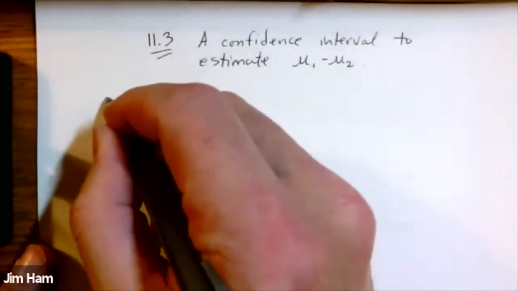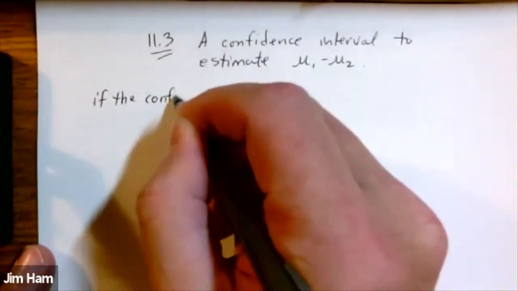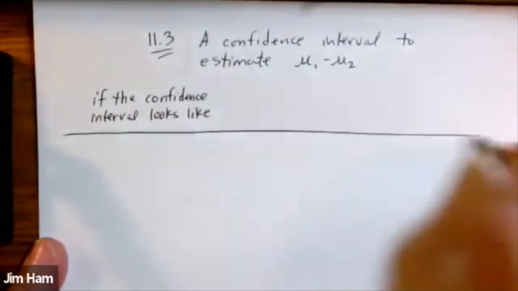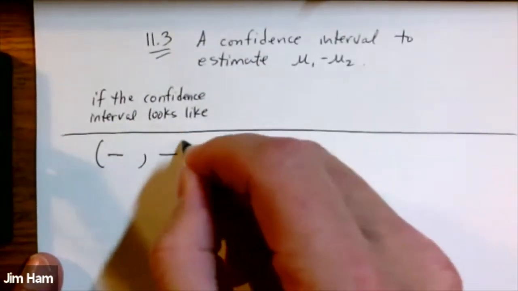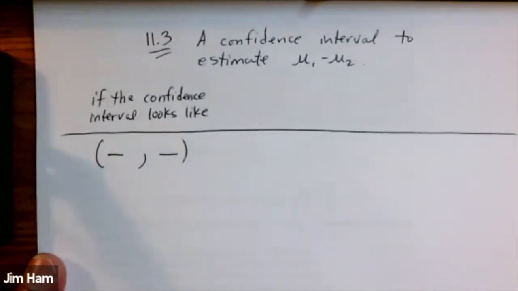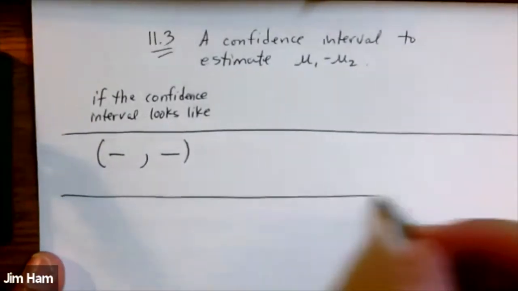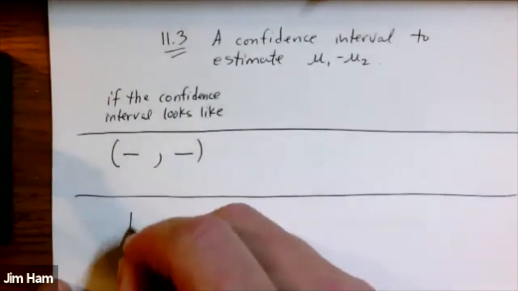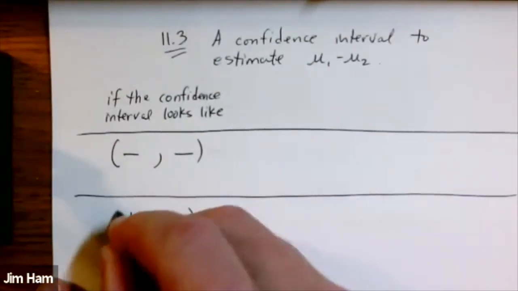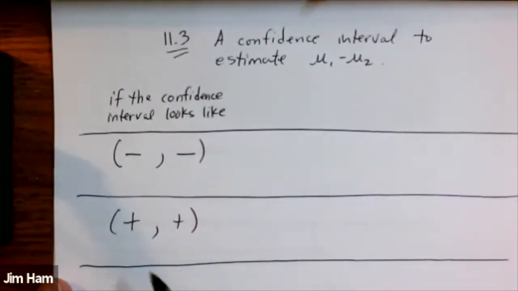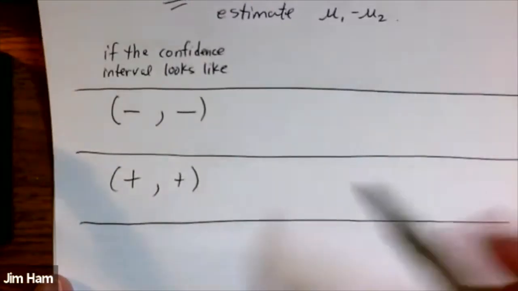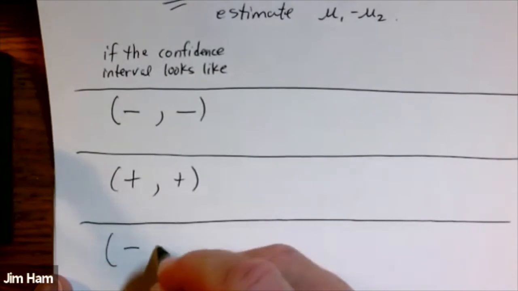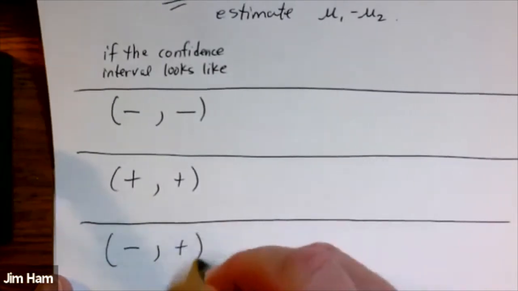All right, so if the confidence interval looks like, and we have three scenarios, a negative number on the lower bound and a negative number on the upper bound. That's the first scenario. The second scenario is that we could have our interval with a lower bound that's positive and an upper bound that's positive. And the third scenario is if we have a lower bound negative and an upper bound positive.